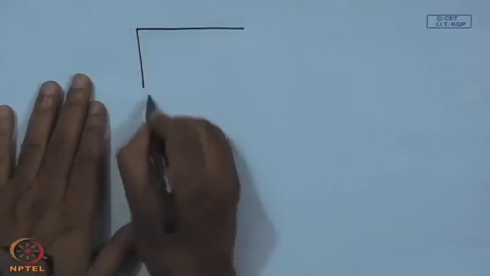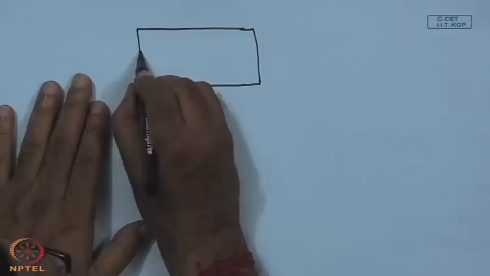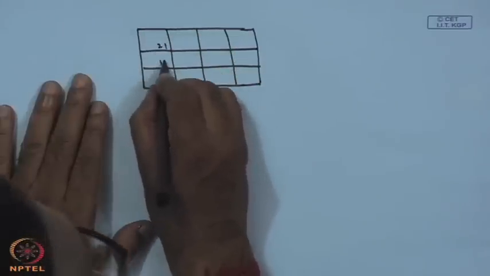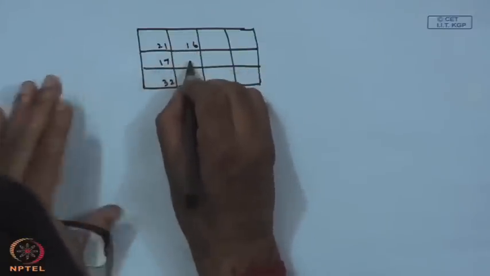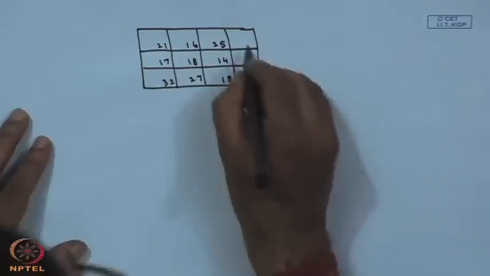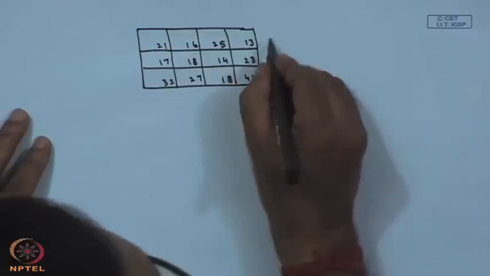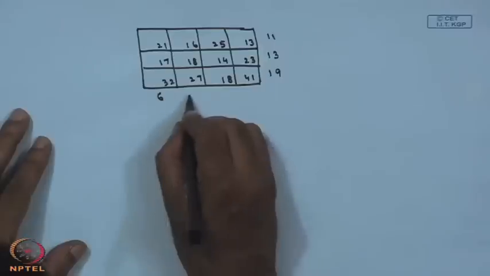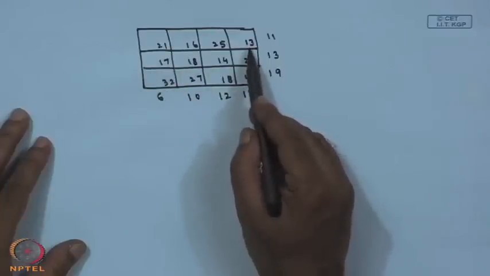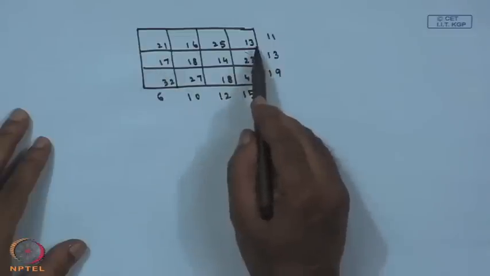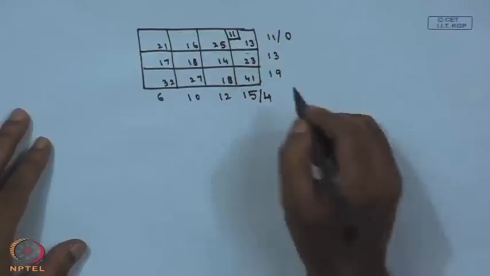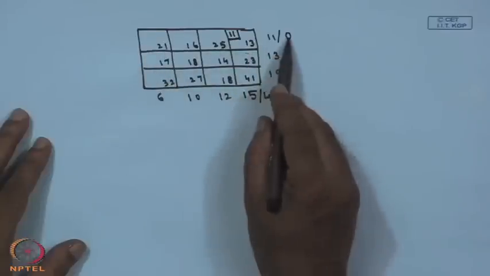So, let us see the same example again, with 3 rows and 4 columns. I am having the same one: 21, 17 and 32, 16, 18, 27, 25, 14, 18, 13, 23 and 41. Availabilities are 11, 13 and 19 and here it is 6, 10, 12 and 15. So, minimum of all the costs occurs on cell 1/4, the value is 13. So, you allocate as far as possible. I am allocating 11 over here. So, this row is exhausted, it is becoming 4 now.